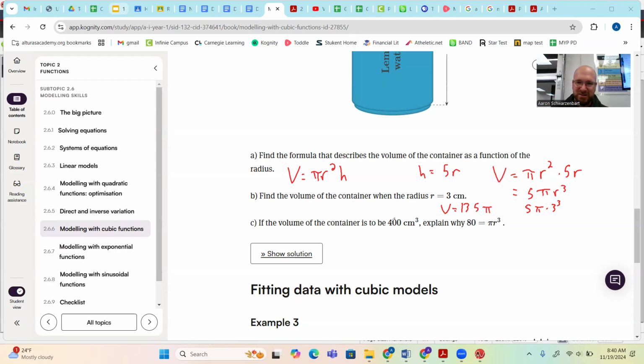The volume of the container is to be 400 cubic centimeters. Explain why 80 equals pi r cubed. Well, that's pretty easy, actually. So this is my formula. I divide by 5 and I get 80. My explanation is me showing my work.